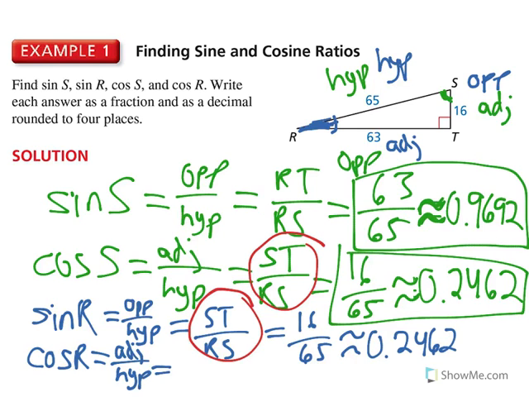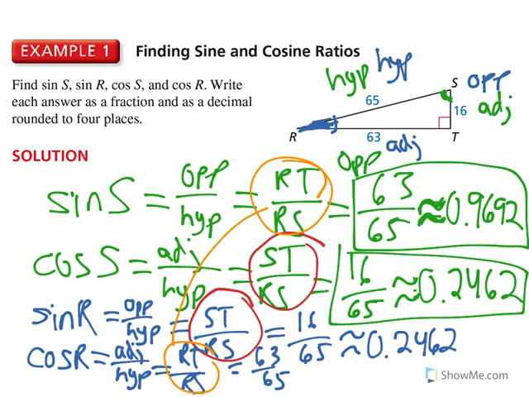So our adjacent to r is r t over hypotenuse of r s. Again, notice these are the same. Between sine of s and cosine of r, they're the same. And so when we keep going along on that, it's going to be 63 over 65, and it's going to give us the same decimal as we did the first time of 0.9692.